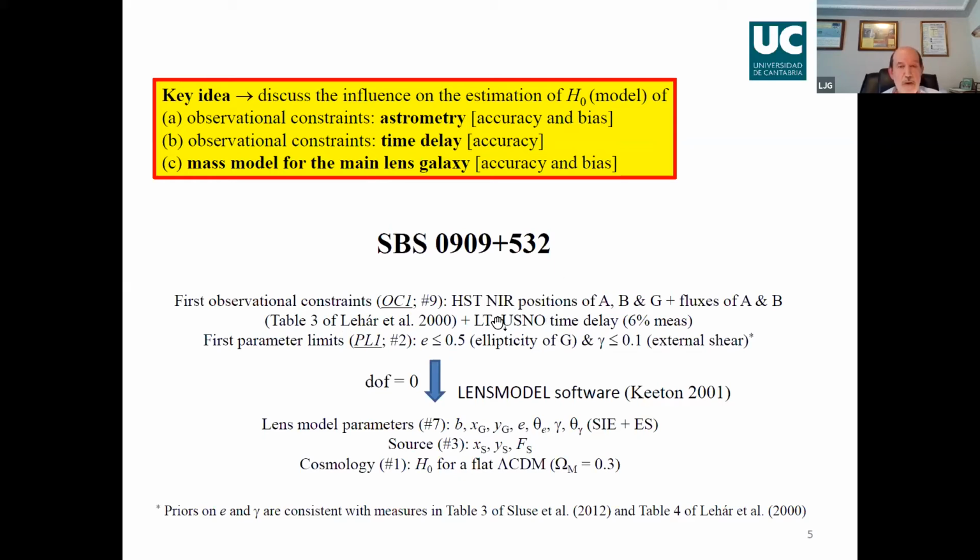We also use the lens model shower. The lens model shower allows us to fit the lens model parameters, the position and flux of the source, and the value of H0 for a standard cosmology.